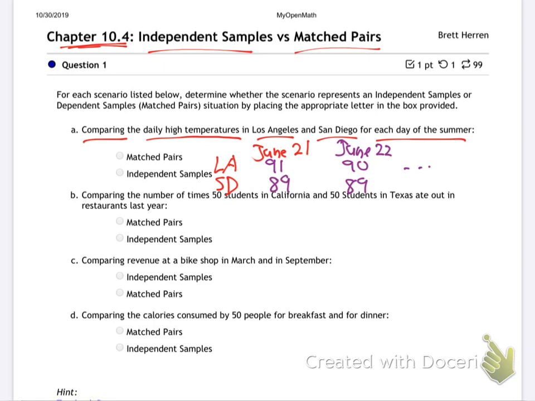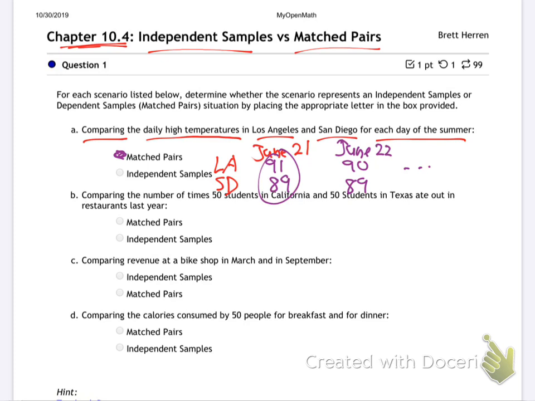With that kind of data, is it matched pairs or 2 independent, unrelated groups? They're matched because they're the very same day, right? This number and this number are certainly dependent on one another. They both come from the very same day of the year, so that's a matched pair. The other way they could have said it is if they just grabbed 20 days at random out of the summer for LA and 20 different days for San Diego. Well, that would be 2 independent samples. They would not be matched.